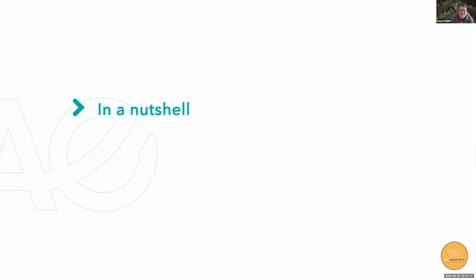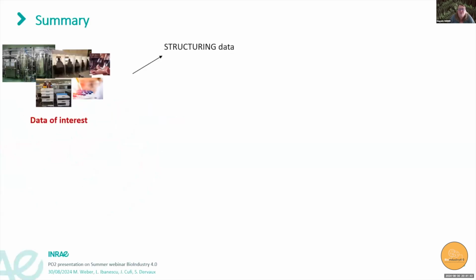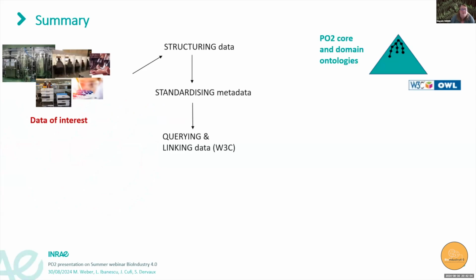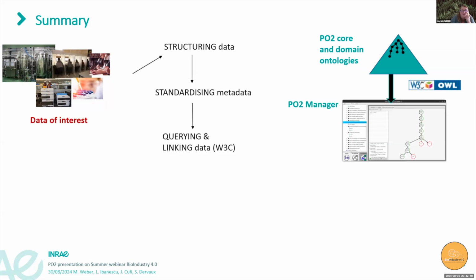So now in a nutshell, to conclude, to summarize our workflow, we have a structure of data of interest thanks to the PO2 core model and domain ontologies. Then we have standardized metadata thanks to the domain ontology. And we have the possibility to query and link datasets thanks to the W3C standards. And so we have our PO2 core and domain ontologies, which are all W3C standards. And we have the PO2 Manager tool, the first tool to structure the data and annotate the data with the controlled vocabulary.